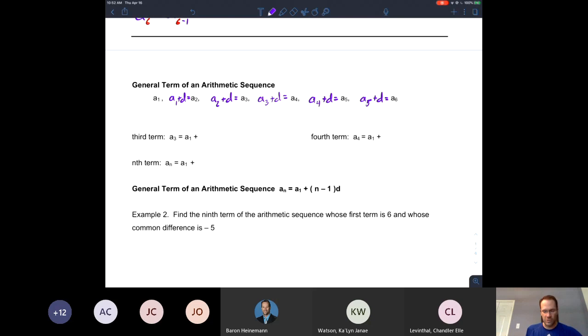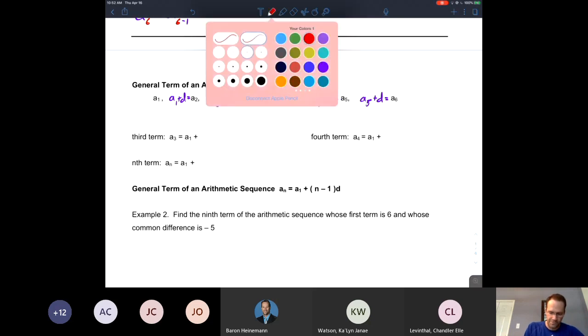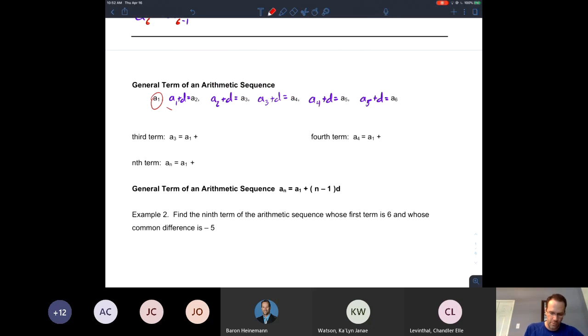So if I back that up just a little bit, you'll see that in order to get from the first term to the third term, the common difference had to be added twice, right? To go from the first term to the third, I have to step through the second, which means I add d there and I add d here. So I could express a sub 3 as the first term plus 2 common differences. And I could express a sub 4 as the first term plus 3 common differences. And a sub 5 could be expressed as the first term plus 4 common differences. And hopefully you're seeing the pattern here.